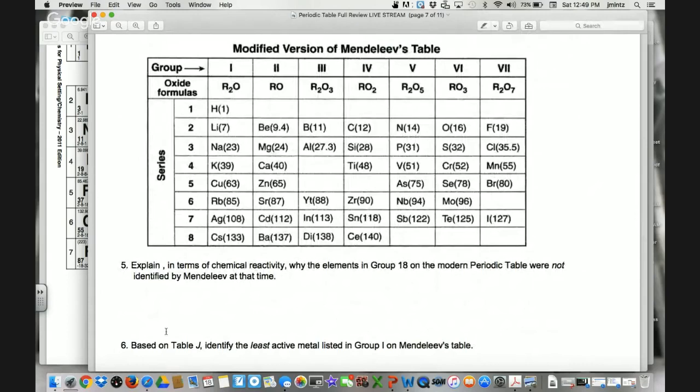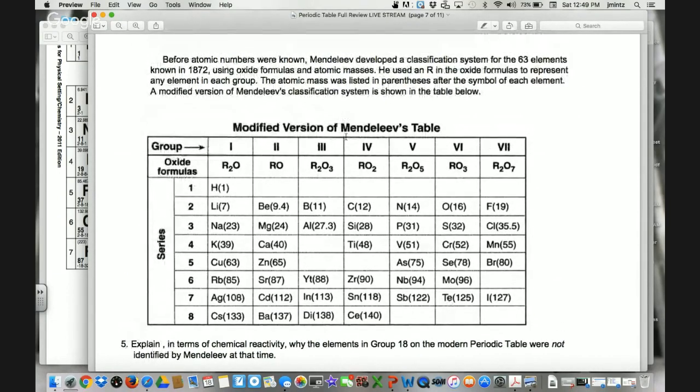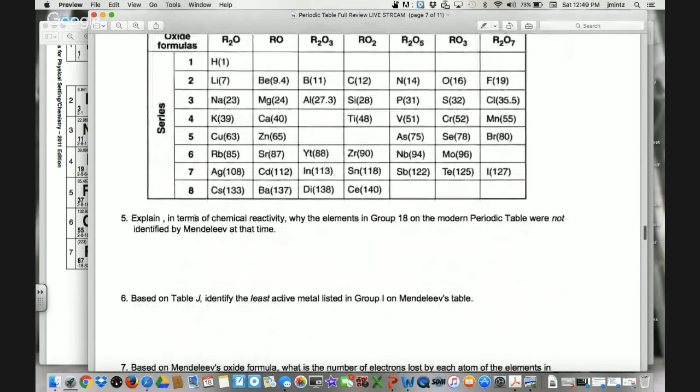So let's look at the questions. It says, explain in terms of chemical reactivity why the elements in group 18 on the periodic table were not identified by Mendeleev at the time. So group 18 were not discovered by him because they did not form oxides. They were unreactive. Group 18 elements don't react with other things, so Mendeleev would not have found them. The question tells you to explain in terms of chemical reactivity, which focuses you on how to answer it. There are only two ways to answer this: you're either reactive or you're not reactive. Because they're not on the table, they're not reactive with oxygen.